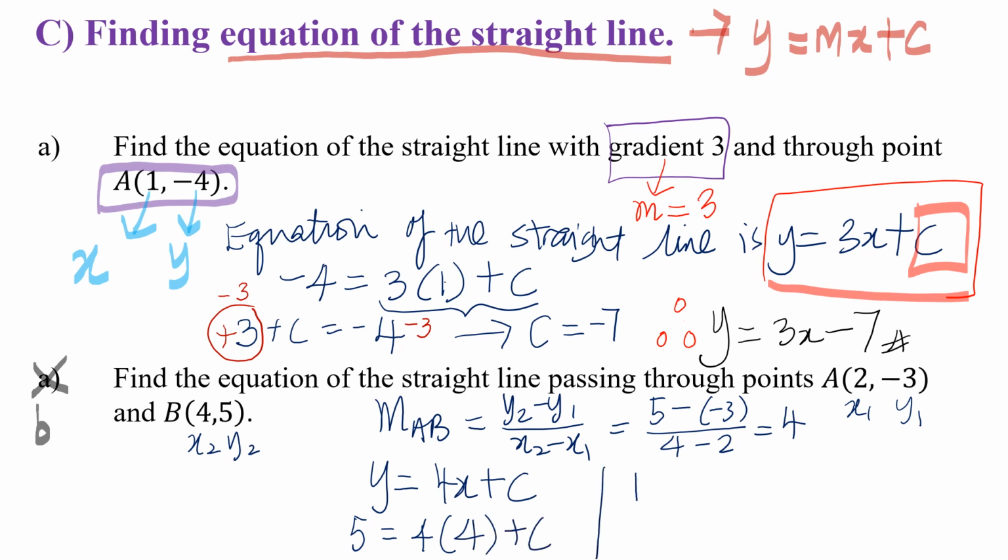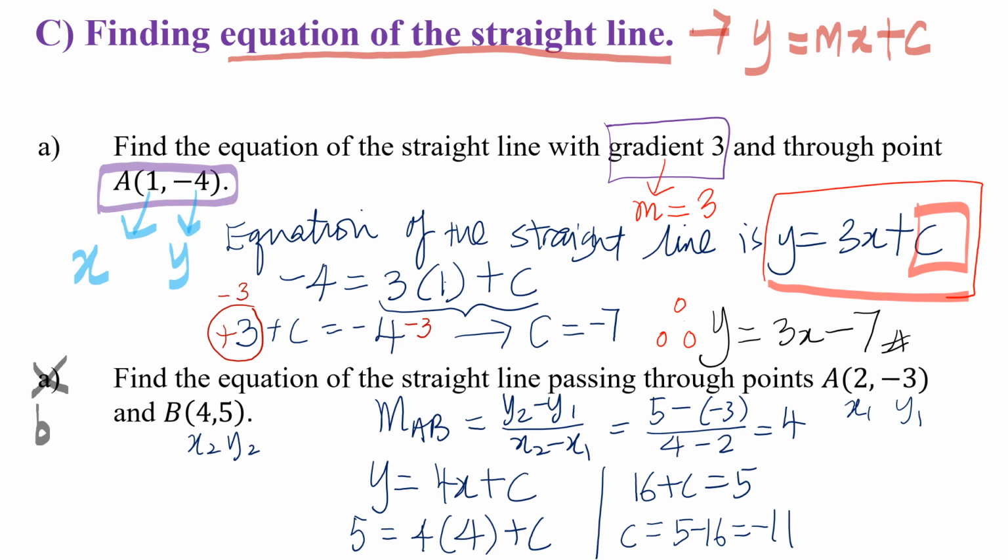So I would have 16 plus c equals to 5. 16 means positive 16, right? So I need to subtract 16 on both sides. So 5 minus 16 will give me negative 11.